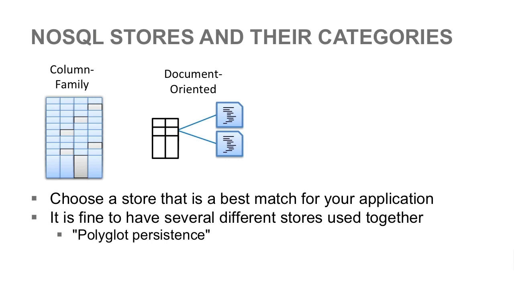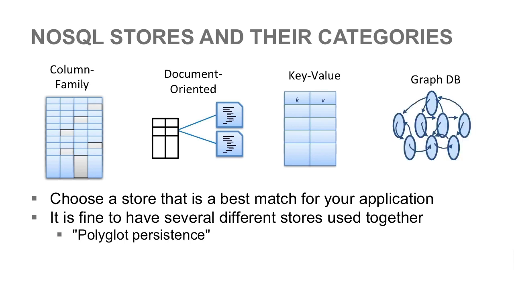We have document-oriented databases. Typically today, they will be storing data in JSON format or XML. Then we have key value stores that act basically as distributed hash tables. And we have graph databases that can provide for representation of very complex data models containing relationships between many nodes.